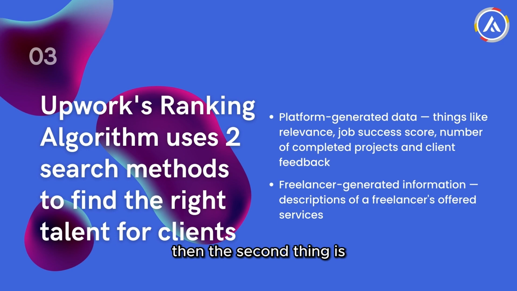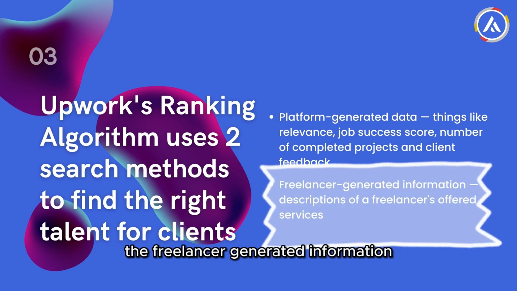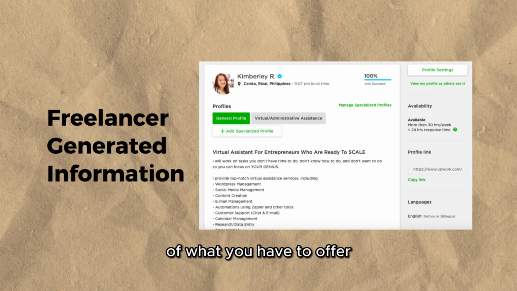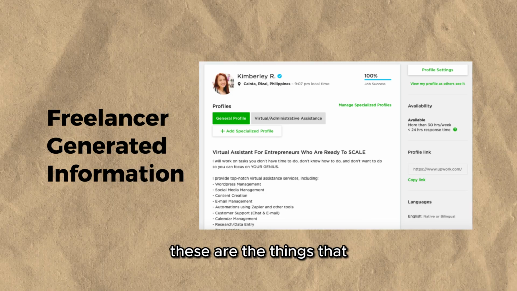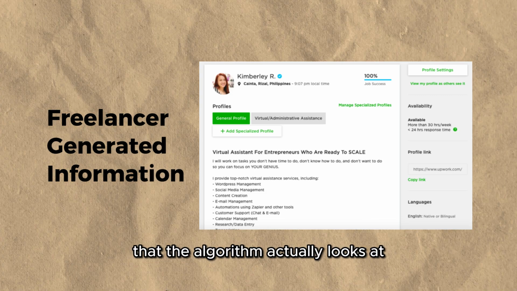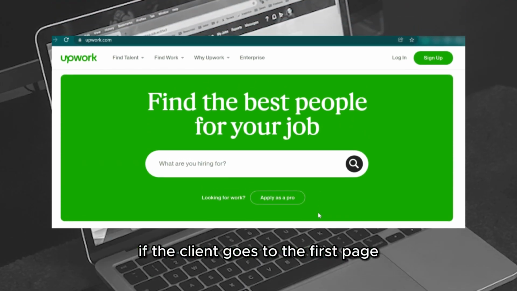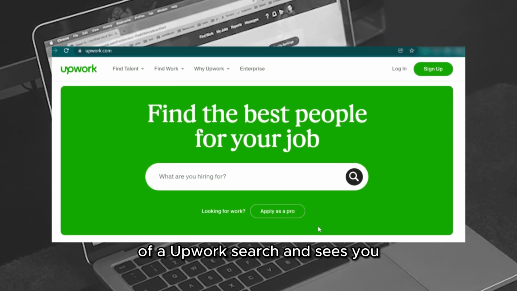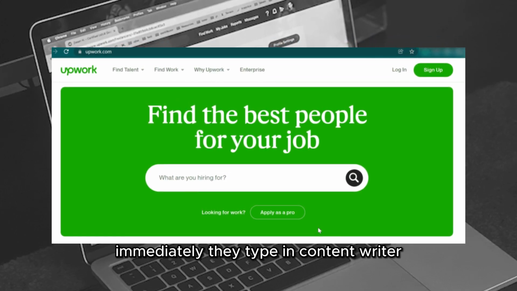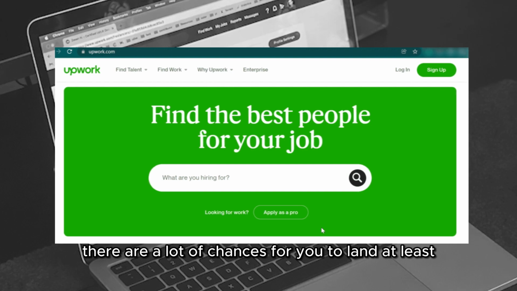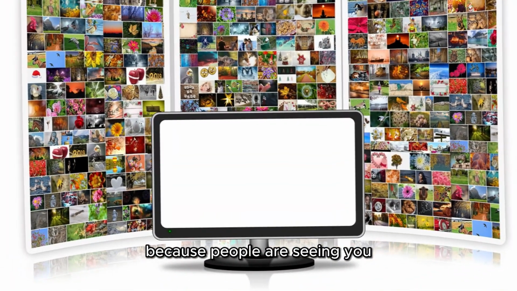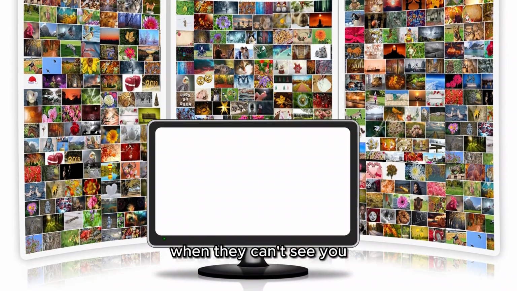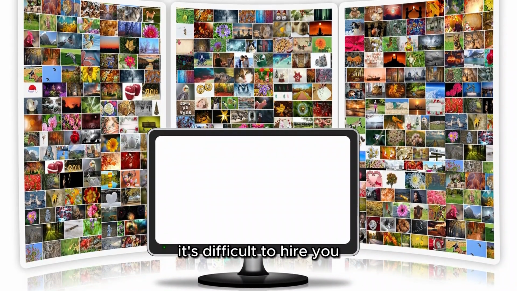Then the second thing is the freelancer-generated information: the descriptions of what you have to offer, your services, and all that. These are the things that the algorithm looks at. If a client goes to the first page of Upwork search and sees you, maybe they type in content writer, there are a lot of chances for you to land at least one job in a week because people are seeing you. But when they can't see you, it's difficult to hire you.